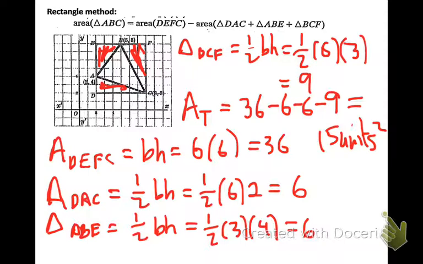All right, any questions on doing the rectangle method? No questions. Okay?